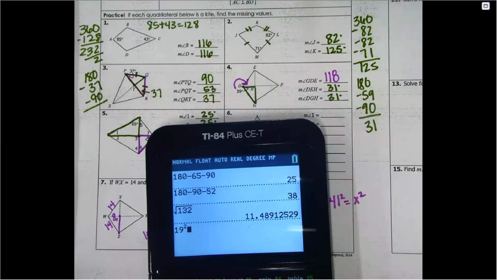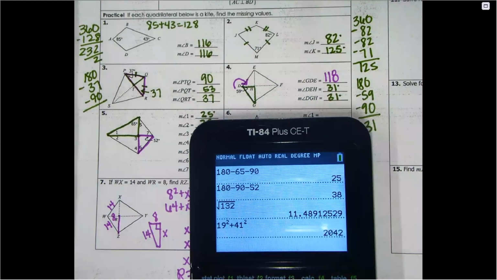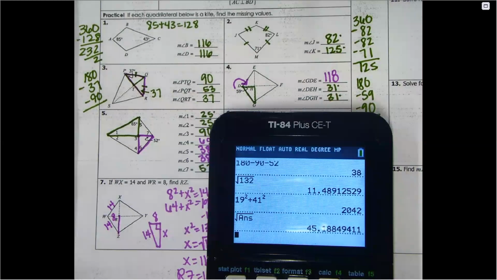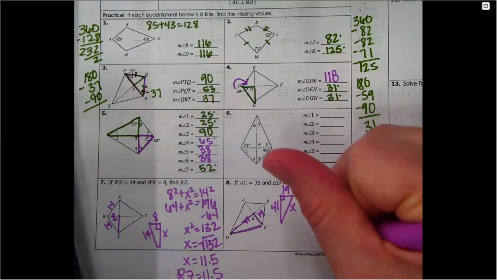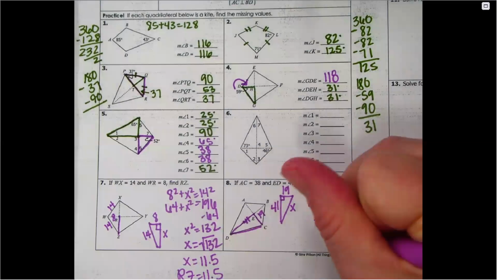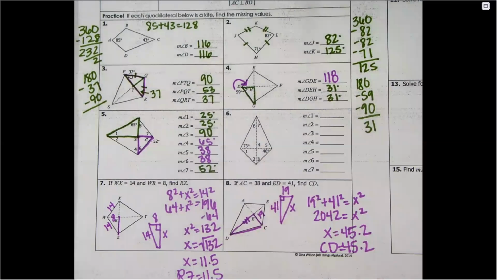2,042. And then we have to take the square root of that, which gives me 45.2. Everybody okay with that? And that's CD. Questions? So we're doing lots of things with right triangles. Easy. I like right triangles.